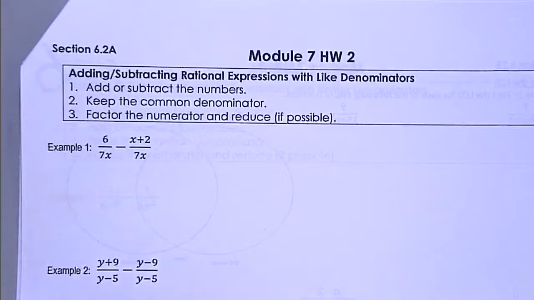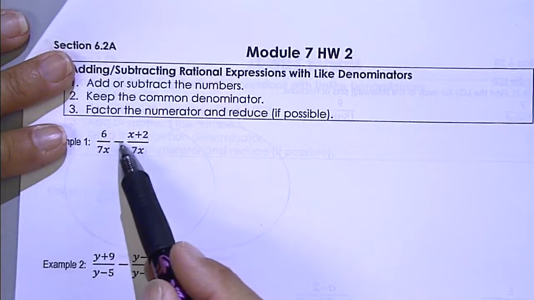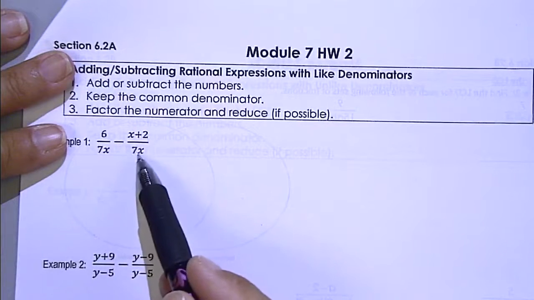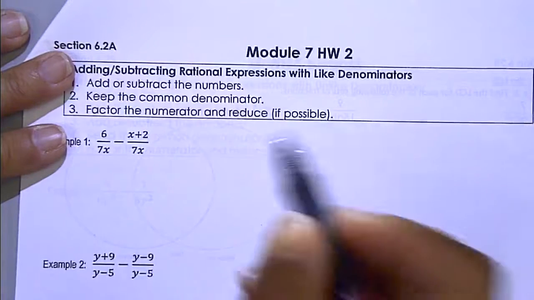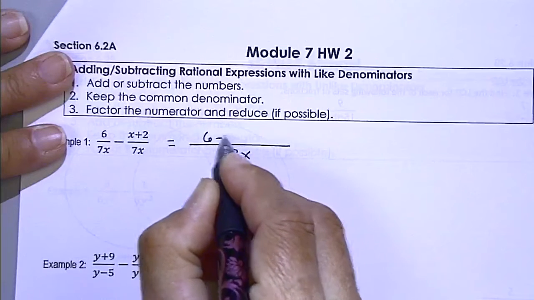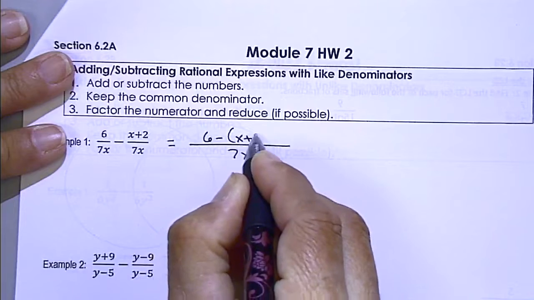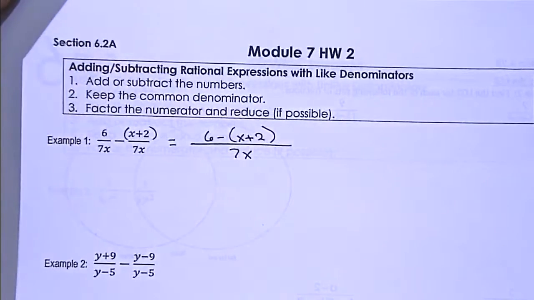All right, so this one, I'm looking at two fractions, 6 over 7x, minus another fraction, (x plus 2) over 7x. They have the same denominator, don't they? Now let's go ahead and write it over the denominator of 7x. Don't forget that if it's two terms, you put them in parentheses. That x plus 2 was two terms, because you're going to have to distribute that negative. It's not just minus the x, it's minus the x and minus the 2, isn't it?